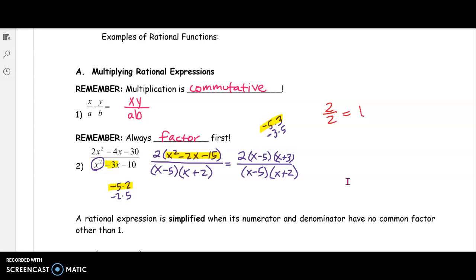Well, x minus 5 and x minus 5, if we were to divide anything by itself, it should still equal 1. So the fact that we see an x minus 5 on top and an x minus 5 on bottom, if we were to divide them, we would get 1. Therefore, they are going to cancel out. So our remaining answer would be 2 times x plus 3 on top, and the bottom is just x plus 2.